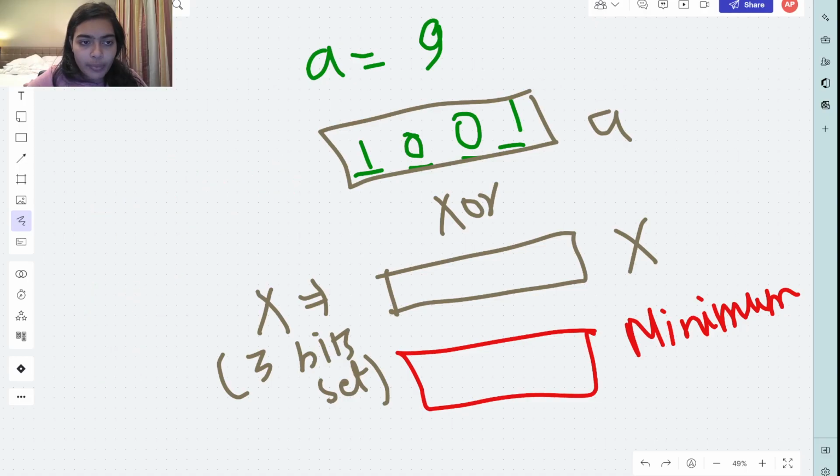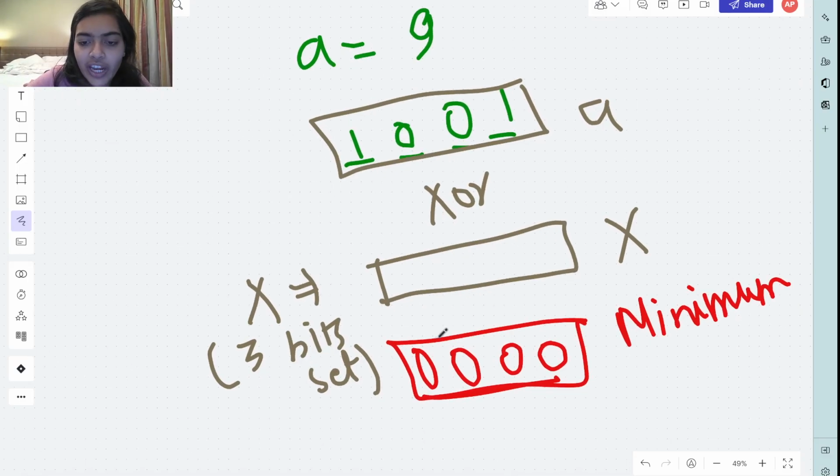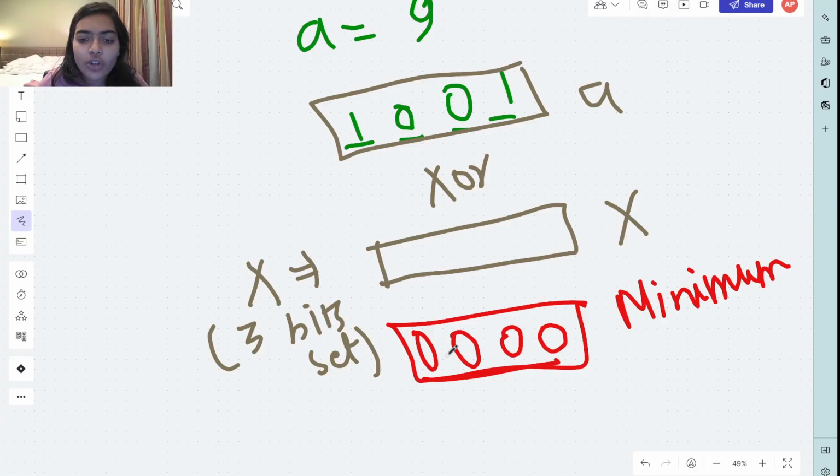Now we know what the XOR operator is. Now let's see how we can get the minimum possible value. First of all, what is the minimum possible? The minimum we are trying to aim for is all zeros, right? This will be the least or minimum possible value.